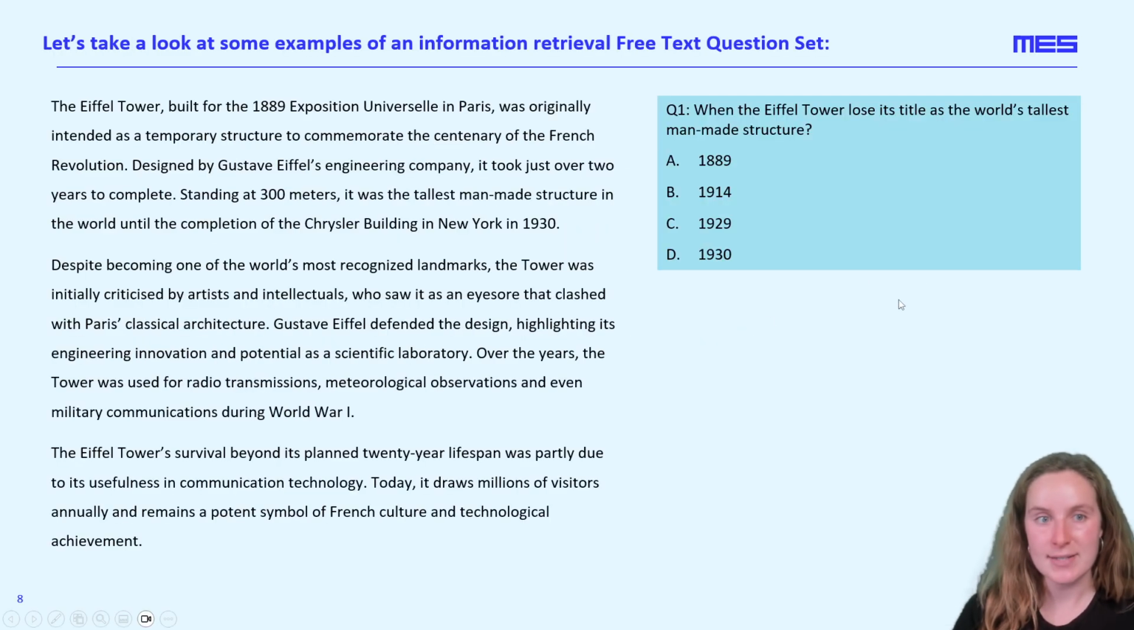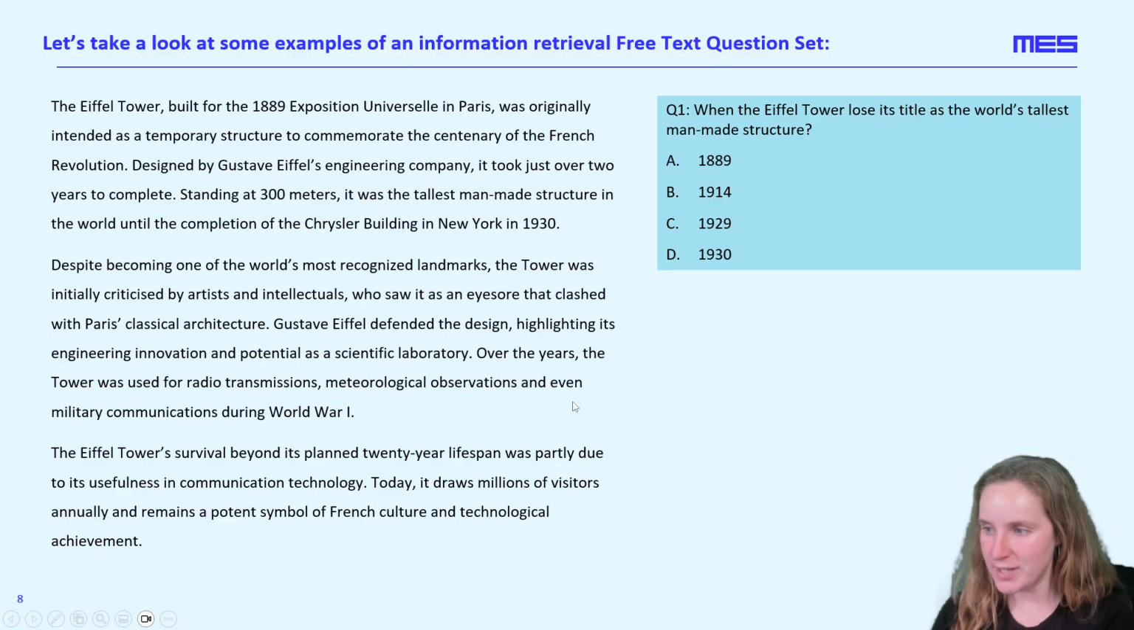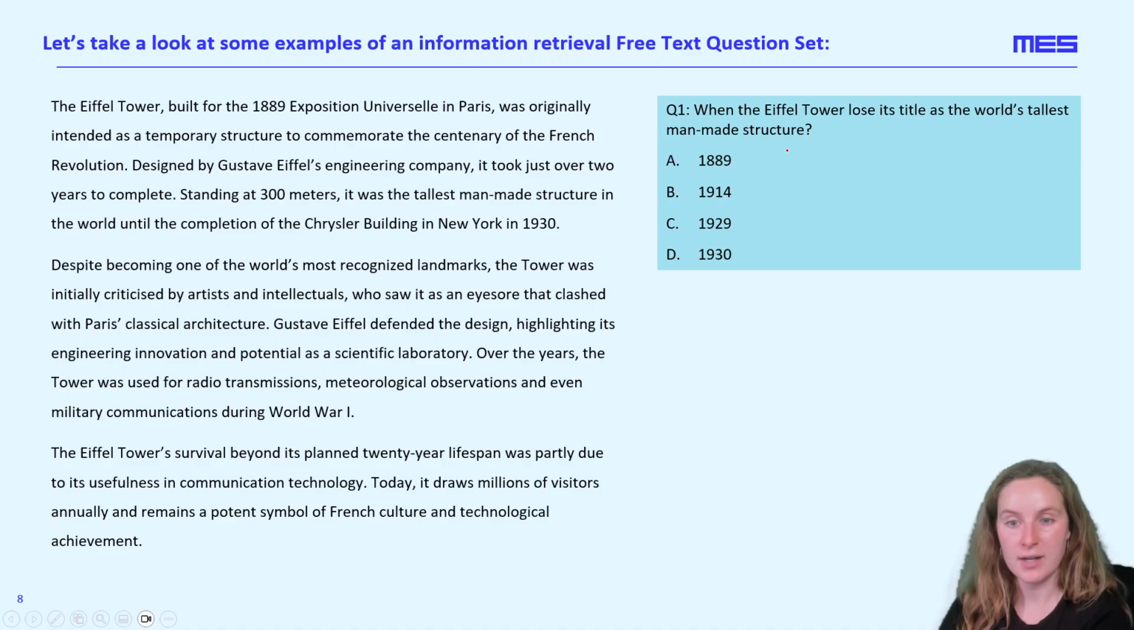Let's take a look at some examples. So again, modeling what we want to see in the exam, which is you using the question to read the passage or to skim the passage.